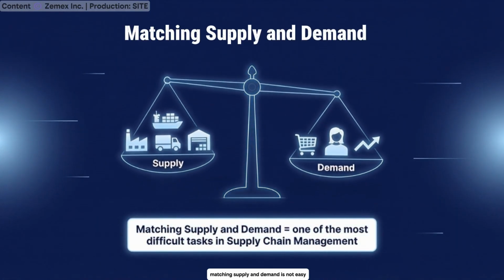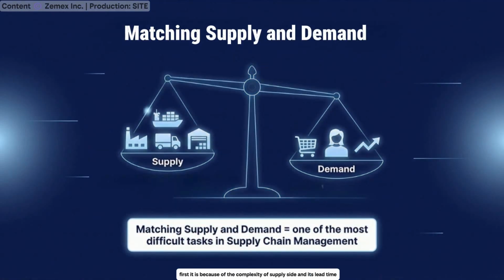Matching supply and demand is not easy. First, it is because of the complexity of the supply side and its lead time, the time gap between order and actual delivery. Second, the demand is an ever-changing moving target, thus hard to forecast the future demand. As a result, matching supply and demand is one of the most difficult tasks in managing supply chains.